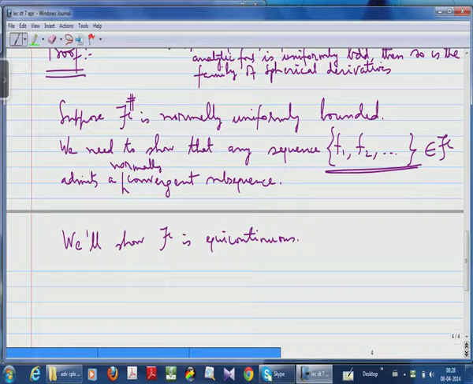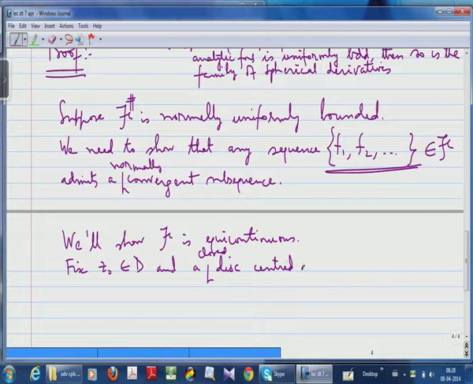How do I do that? You check equicontinuity at every point. So what you do is fix z0 in D and a closed disk centered at z0 in D of sufficiently small radius.